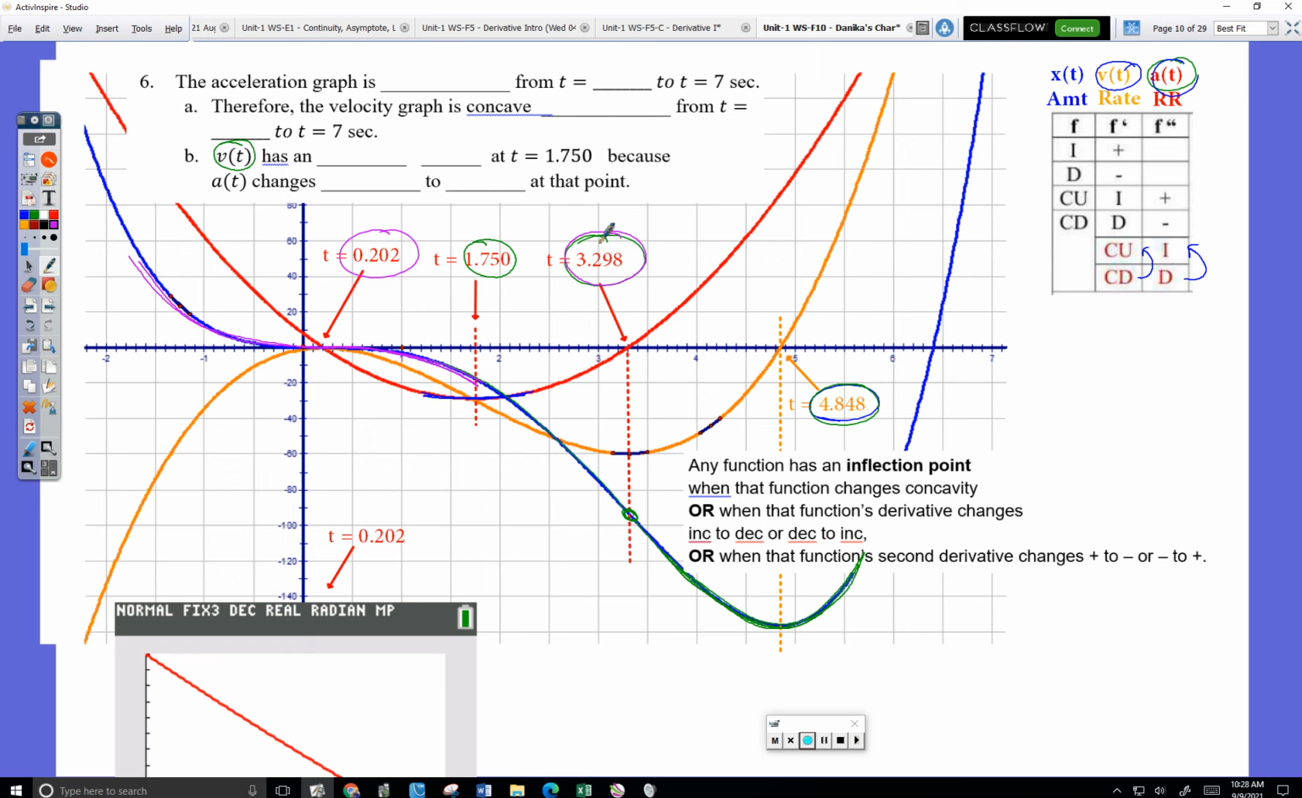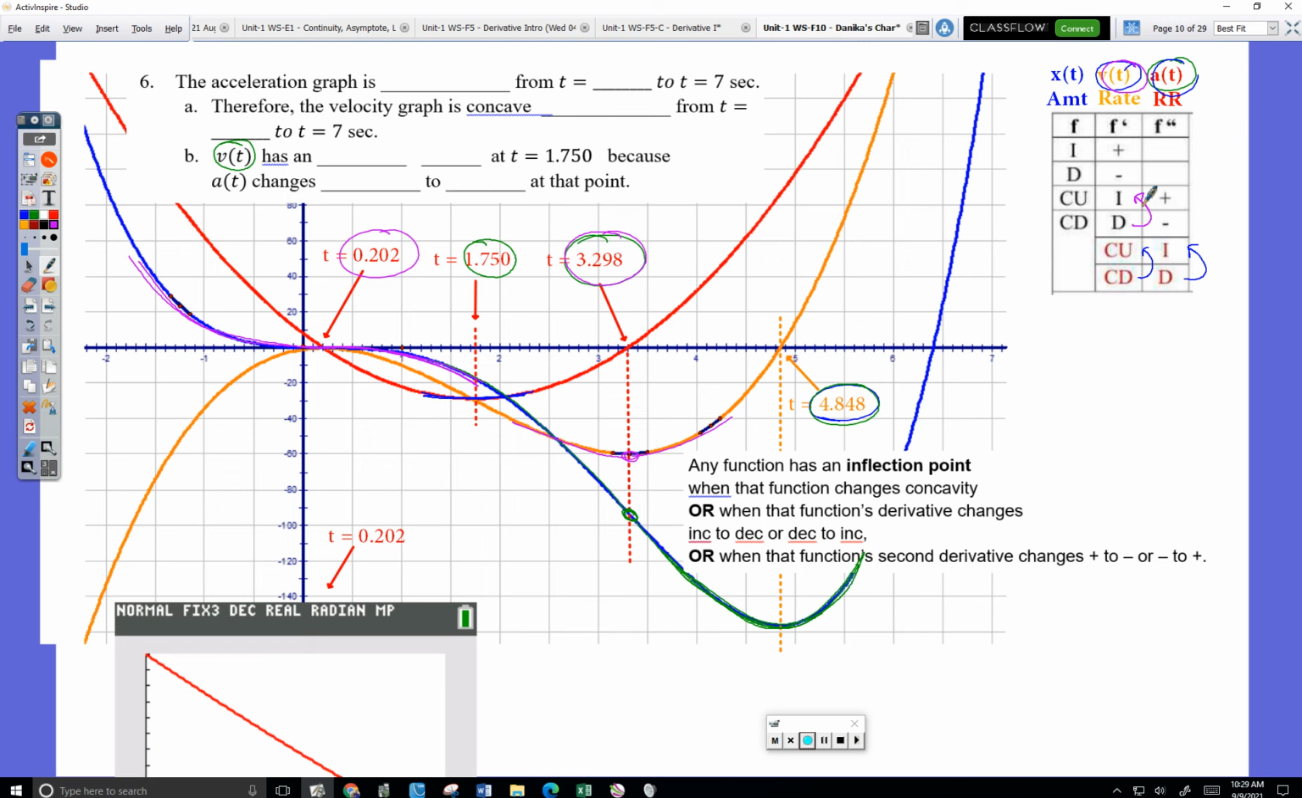So right here, the velocity is decreasing. Now the velocity is increasing. Now listen, this is the key to the test. Listen to my words, not what I did. We looked at velocity. We identified where velocity did this.